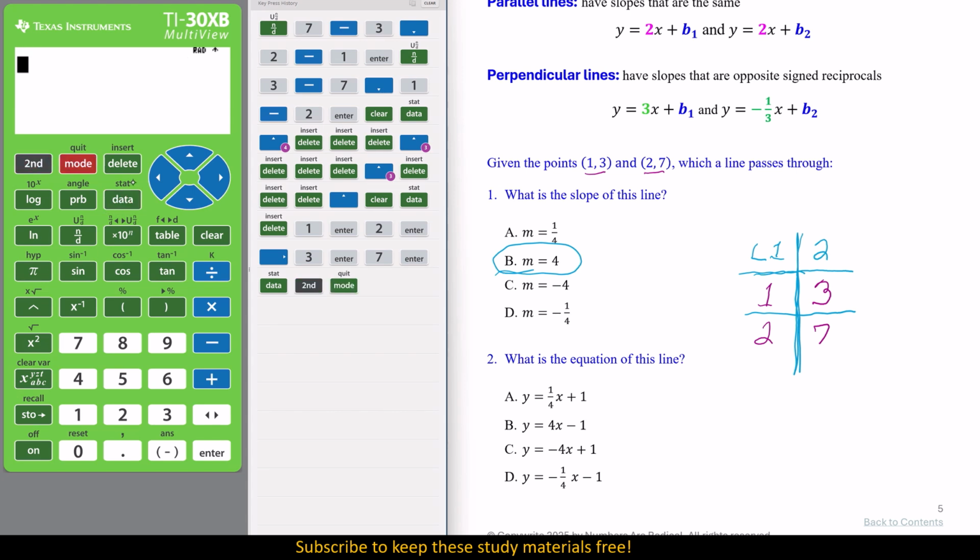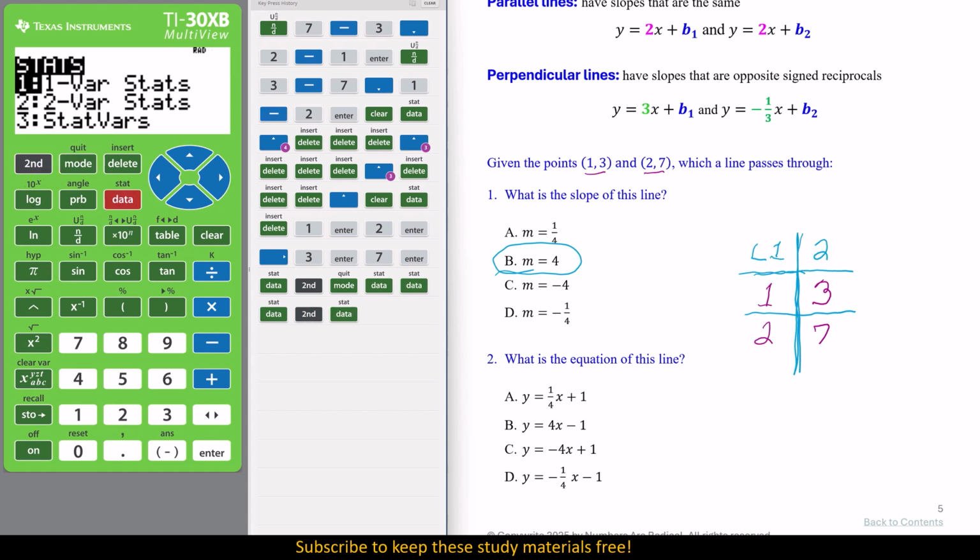Now I need that STAT stuff. See that? Oh, I pushed it. No, let's go 2nd Data. Okay, now we're where we want to be. We want the STAT above the data button. All right, so this is what we need. We need to push.